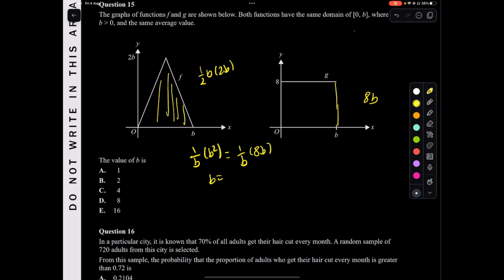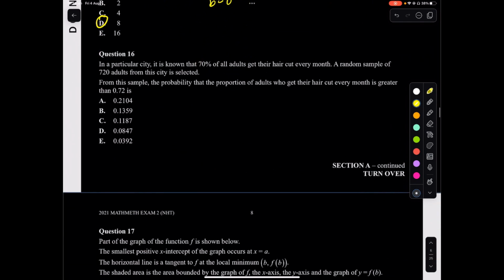So b equals 8. So D is your answer. In a particular city, it is known that 70% of all adults get their haircut every month. A random sample of 720 adults from this city is selected. From this, find the probability. So we want to find the probability that the proportion, so p-hat, of adults who get their haircut is greater than 0.72.